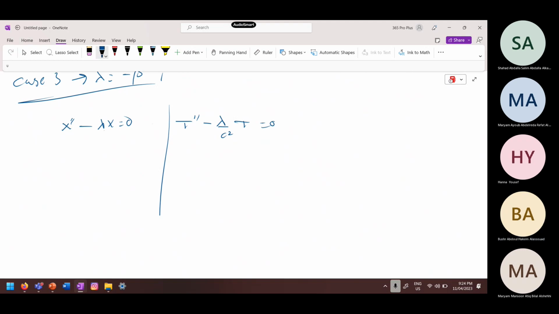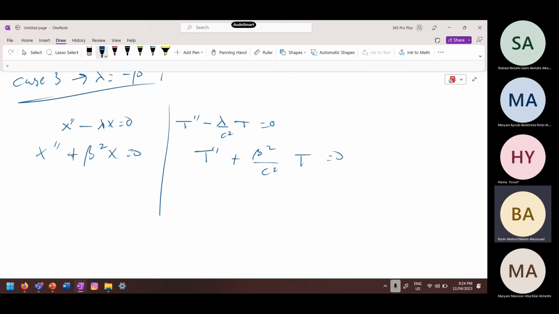So just substitute the value of negative beta square. Now remember that we have a negative and a negative and a negative, so we need to change the signs. This will give you x double prime plus beta square x is equal to 0. As for this, it will give you t double prime plus beta square over c square t equal to 0.